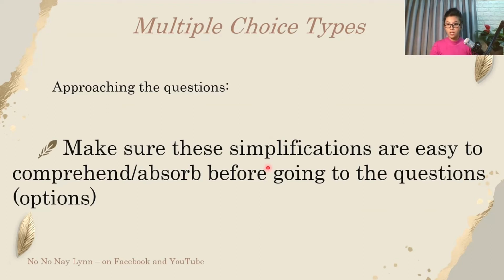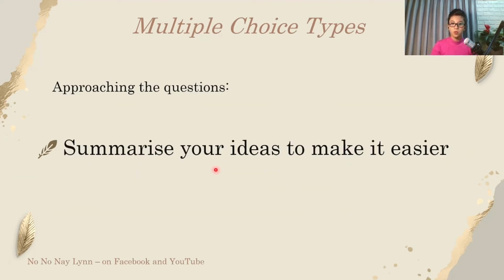What we're doing right now is looking at the question and answering the question, like choosing the options. So we must make sure that the facts we have made for ourselves are easy to understand and also to remember, like absorb the facts. We need to remember all of these facts and information, and carry all of that in our memory, and then we go to the questions to make sure which one means exactly the same as the question. So next one, it says summarize your ideas to make it easier.